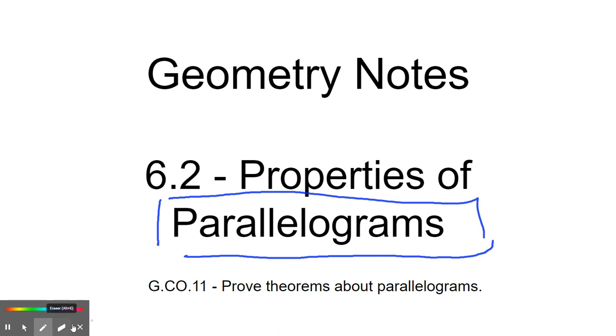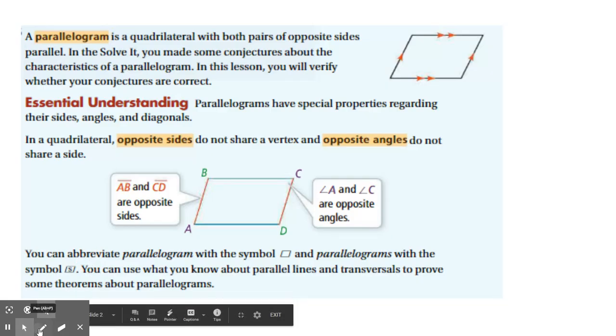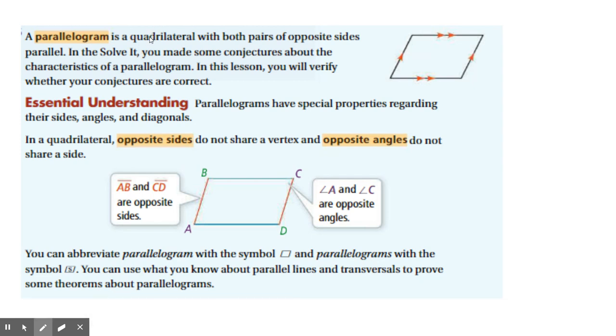So I'm not as hardcore as maybe the triangle proofs, but again, you'll see that those are going to be used in these proofs. All right, so what is a parallelogram? Well, by definition, a parallelogram is a quadrilateral with both pairs of opposite sides parallel, right? So it is a quadrilateral or a four-sided figure with both pairs of opposite sides parallel.